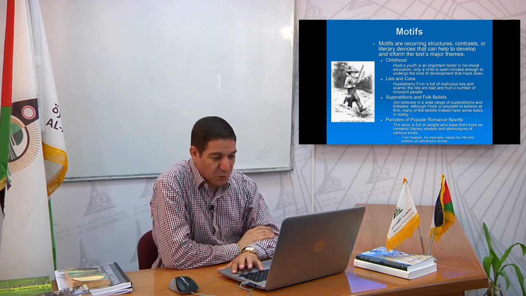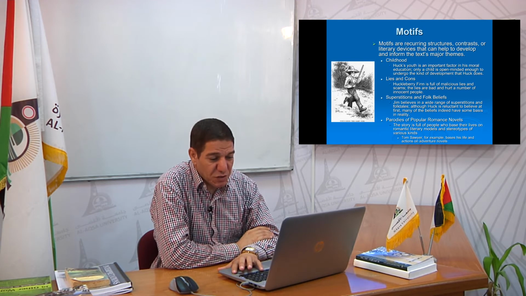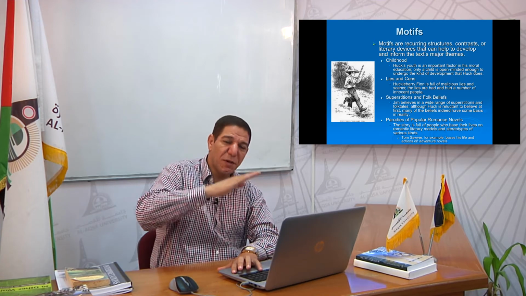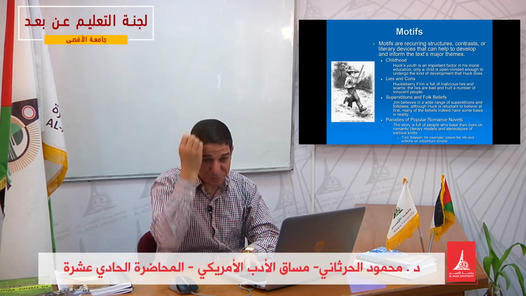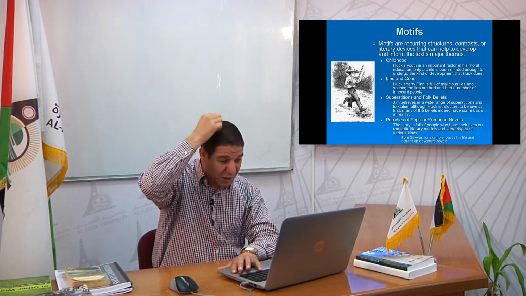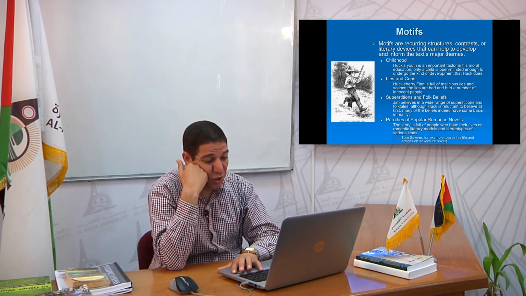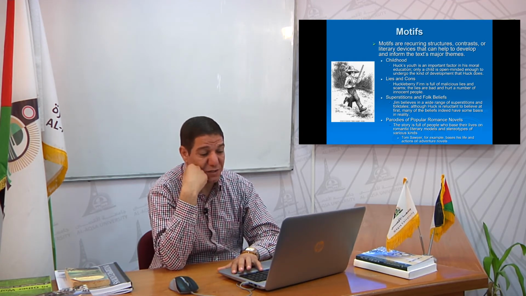Motifs. What are motifs? Motifs are recurring structures, contrasts, or literary devices that can help to develop and inform the text's major themes. Like childhood, it permeates the text from the beginning into the end. It's about kids. Huckleberry Finn is a 14-year-old boy. Okay? Huck's youth is an important factor in his moral education. Only a child is open-minded enough to undergo the kind of development that Huck does.